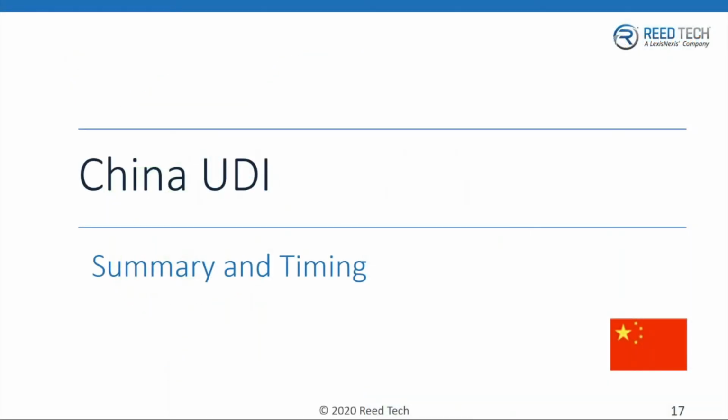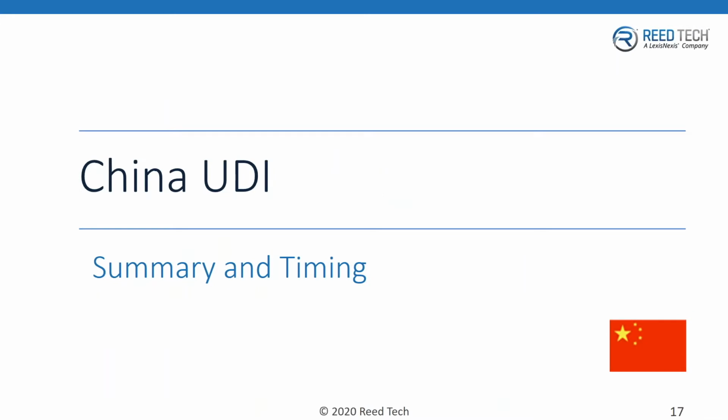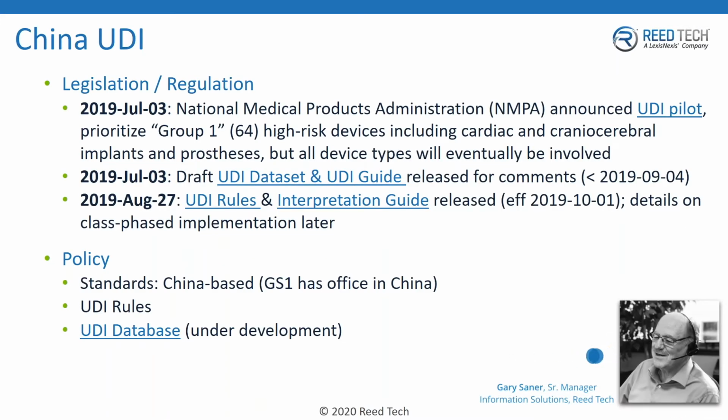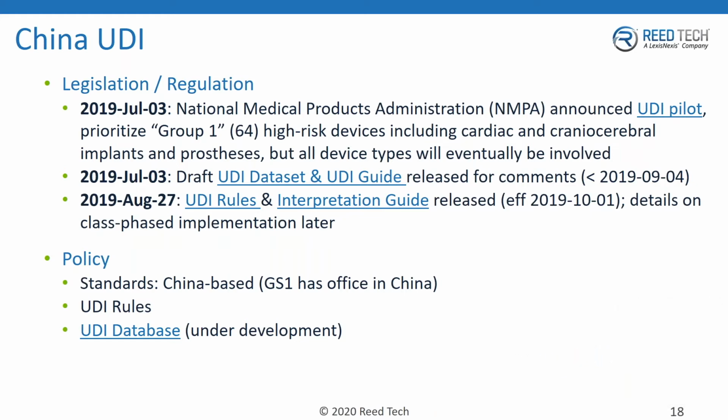So as you might have products that you market into China, there has been some policy or legislation, regulations if you will, with history going back to 2019. The National Medical Products Administration, NMPA, announced a pilot for Group 1. And Group 1 was identified as 64 high-risk devices. And we have a list of those a little bit later. But it appears to be a rolling plan, using these high-risk devices first as the first wave, and then the rest of the group, class 3s, and then other devices later on.